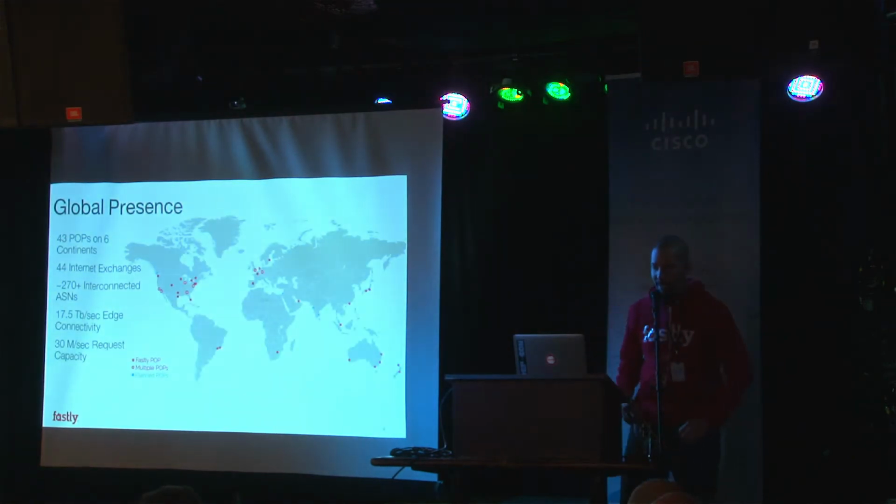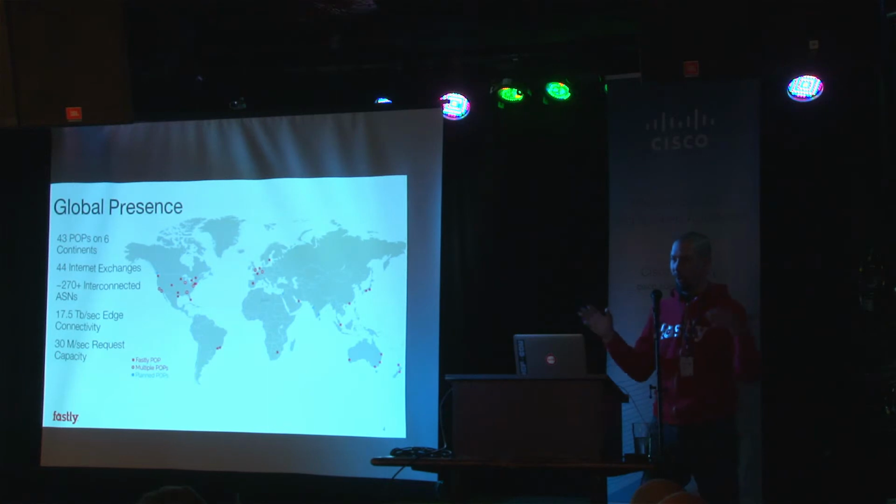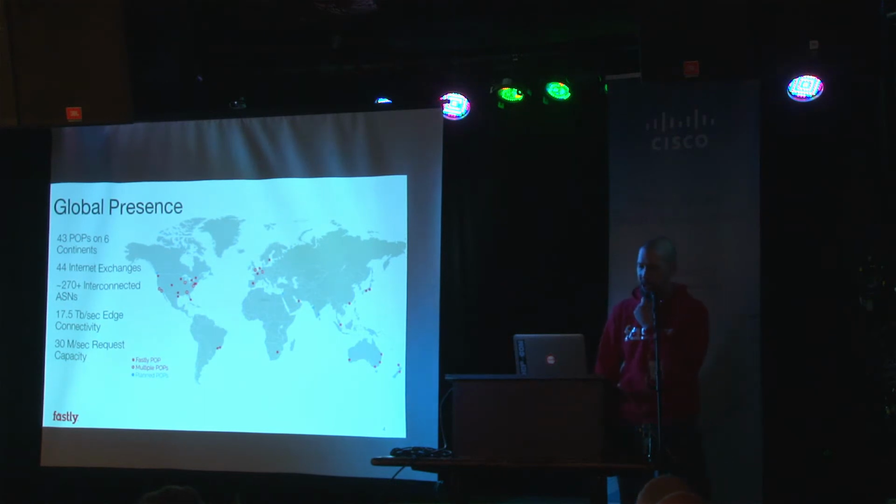So a little bit about Fastly. We operate a content delivery network. We have about 43 POPs. The way to think about a POP is kind of like a data center, but it's more accurately like a cage with a bunch of racks in co-located data centers around the world. So we're on 6 different continents. Most of our POPs are either on or very close to internet exchanges.